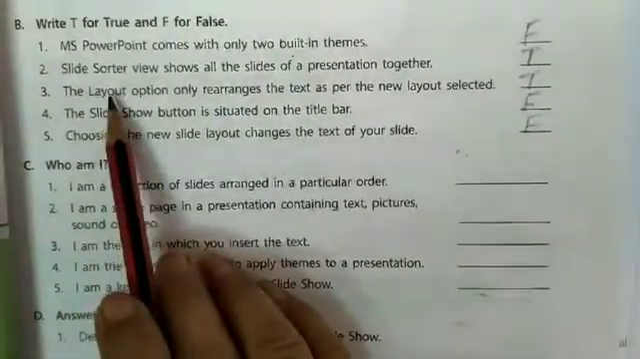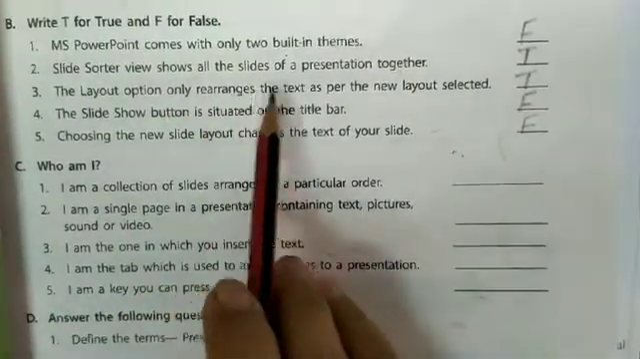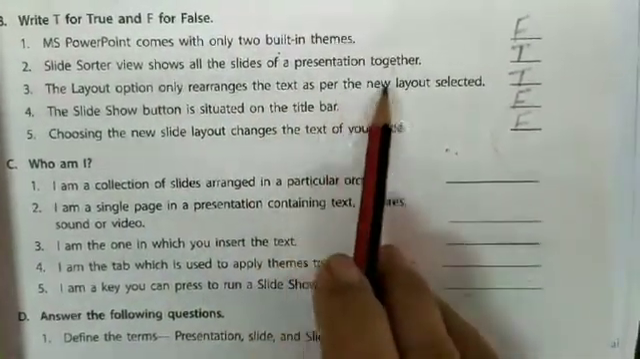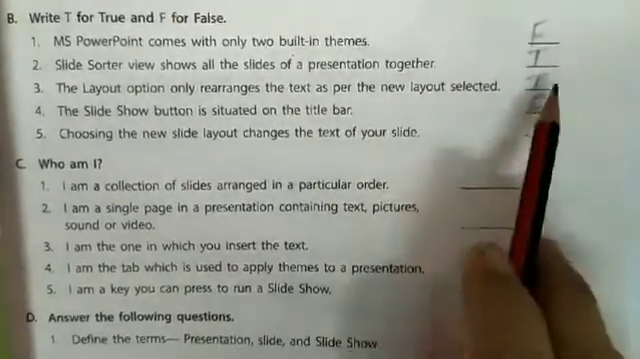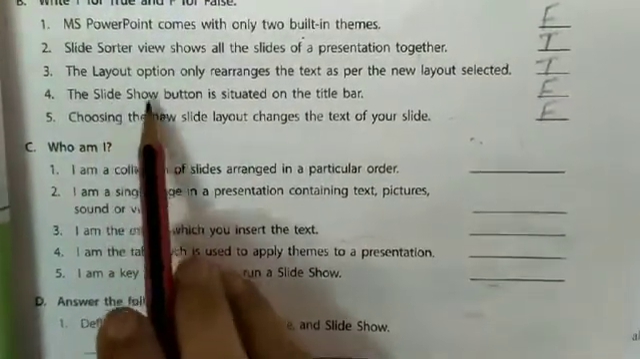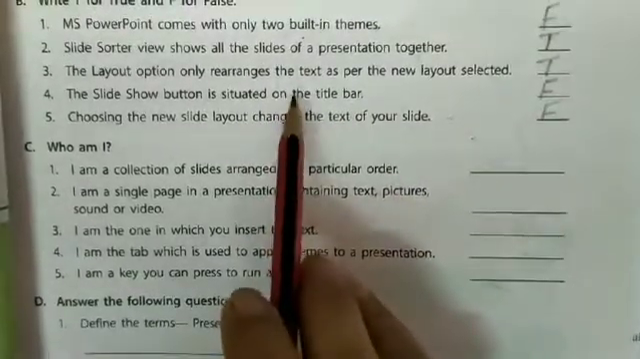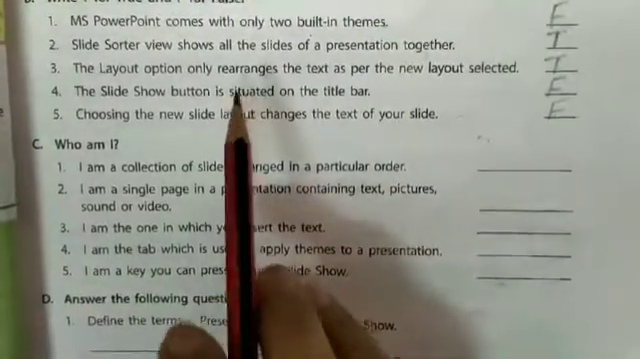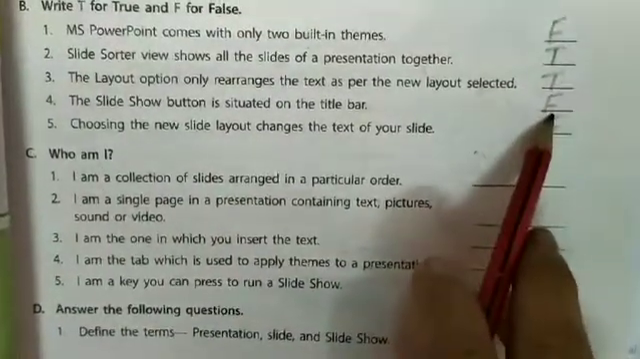Third is the layout options only rearranges the text as per the new layout selected. This one is also true. Write T for true. Fourth, the slideshow button is situated on the title bar. No, this one is wrong. It is situated on the menu bar. So write F for false.